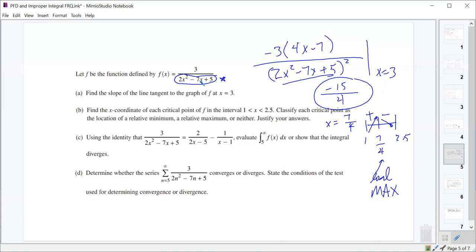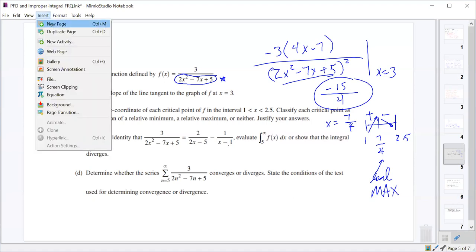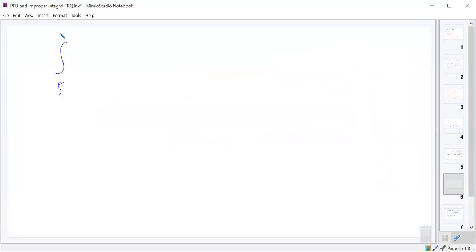Cool. All right. So then we'll use this identity that they gave us. They did the partial fraction decomposition for us. We're going to evaluate the integral from 5 to infinity. 5 to infinity does not include any other discontinuities, right? Because this is 5 halves and this is 1. So we're going to integrate from 5 to infinity. And what was it? It was 2 over 2x minus 5 minus 1 over x minus 1.